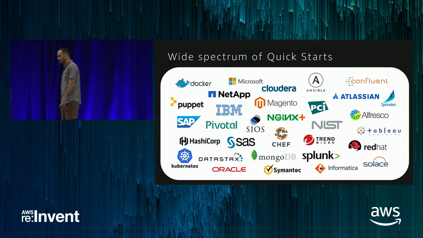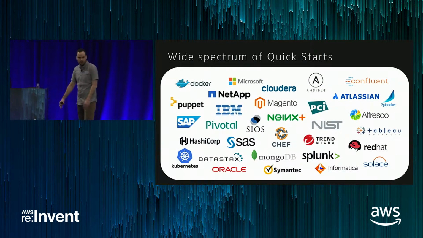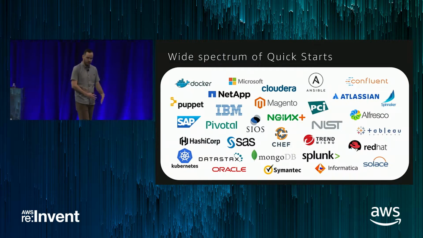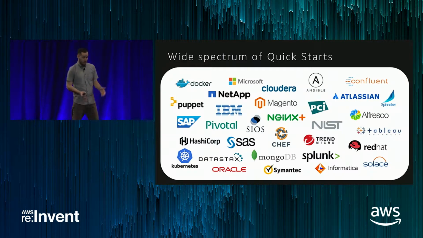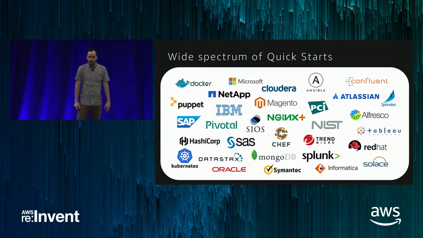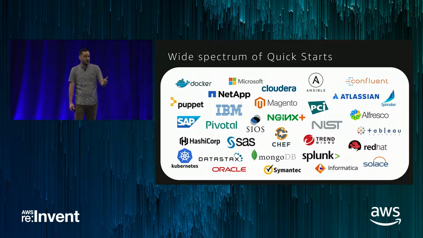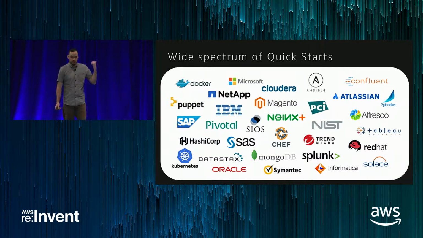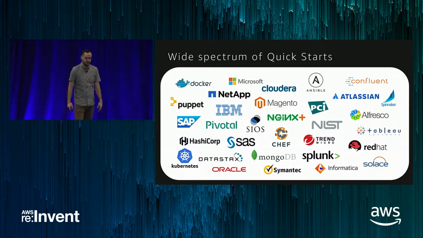We have quite a wide spectrum of Quick Starts. We work with smaller partners, larger partners. We work with both partners and AWS Solutions Architects to create all these different reference deployments. By the way, if you're a partner and your logo is not up there, we'd love to see you up there. We'd love to work with you and build some reference deployments on AWS.